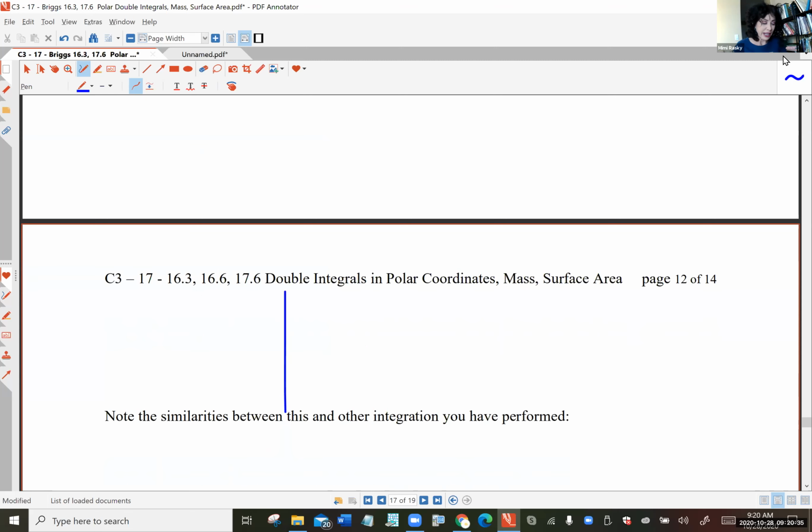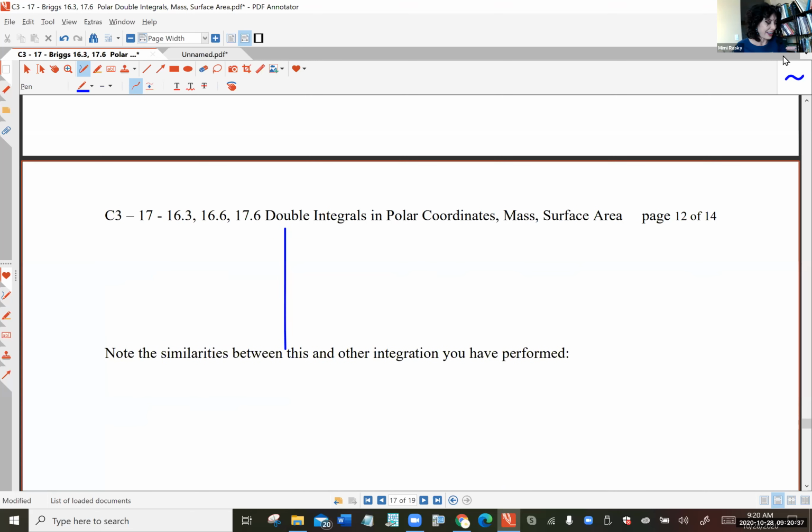So don't ask me where that radical came from, because I went over that entire derivation and we did the cross product and we found the magnitude of the cross product of those two vectors, and that's where it ended up having a radical 1 plus fx squared plus fy squared. That's why.